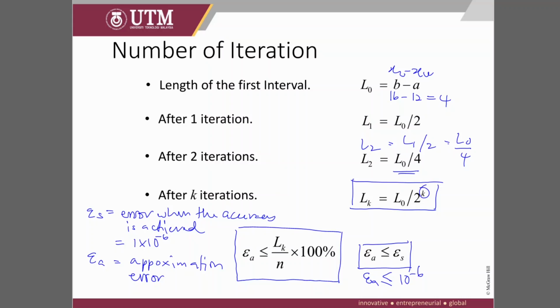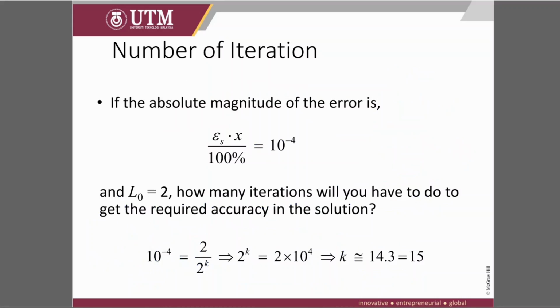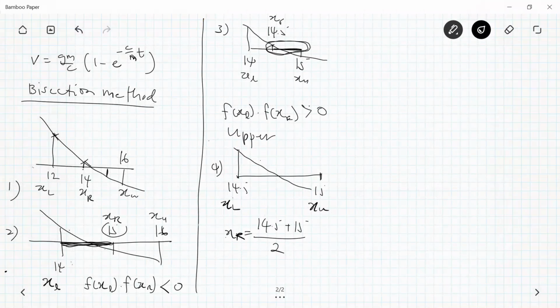Let's take a look at the next one. This is how it's calculated, and this is just one example. In our case, our L0 is not 2, but our L0 is 4. Let's try to calculate this again and see how many iterations we need to get this solution. Let's go to this piece of paper and try to solve the problem.